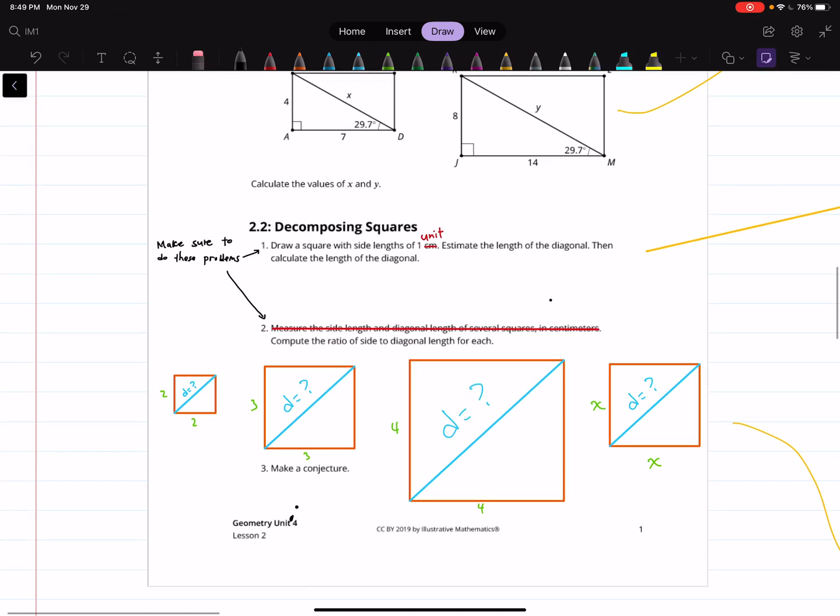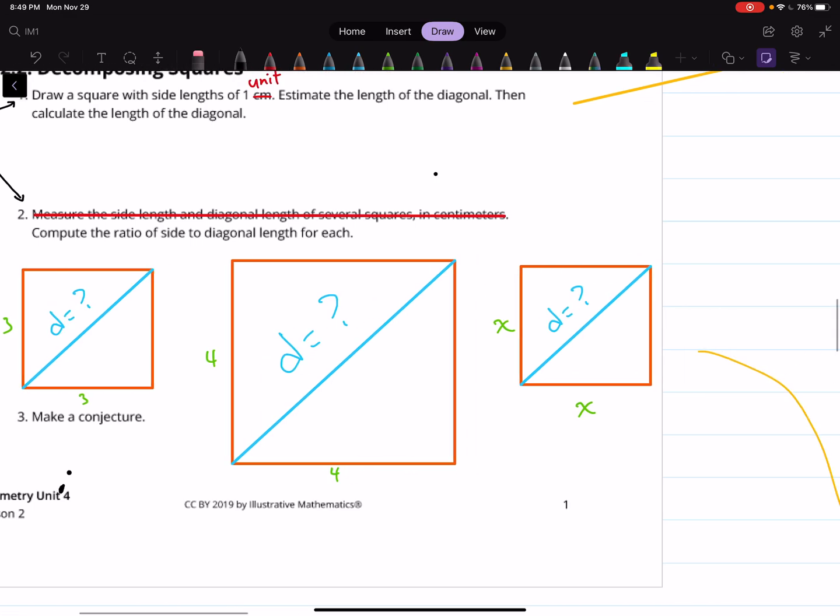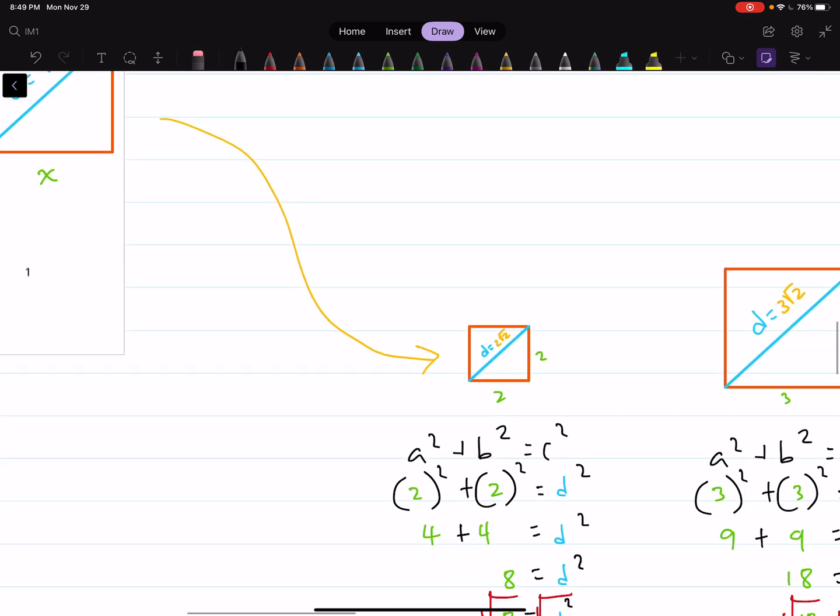All right, so now let's go ahead and do this problem. I want you to actually draw these out right now, pause the video, and compute the ratio of side to diagonal length for each. Which means just find the value for the diagonal for each of the squares. Okay, pause the video and go ahead and do that. All right, I'm assuming that you did. Okay, so let's take a look.